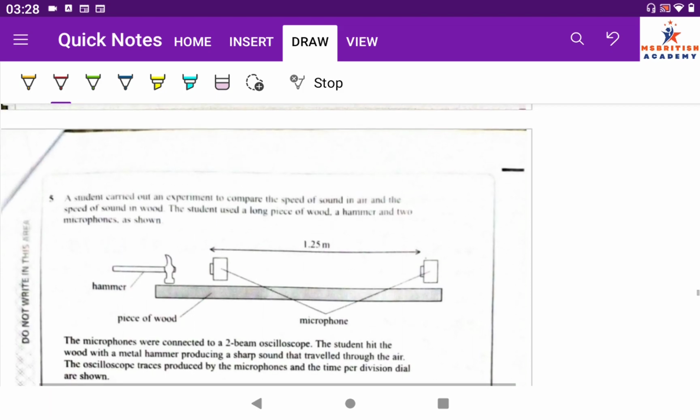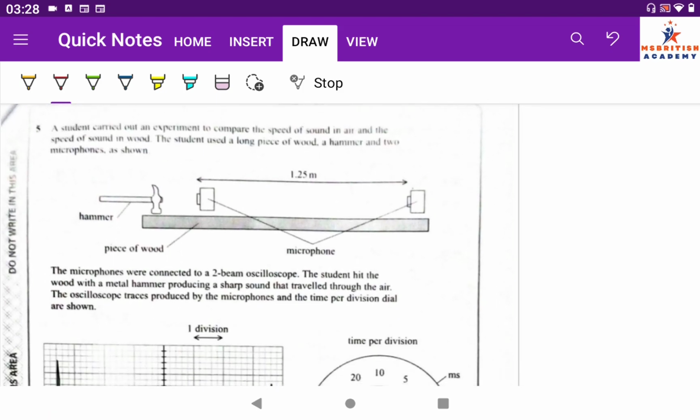Now the last question, question 5. A student carried out an experiment to compare the speed of sound in air and the speed of sound in wood. The student used a long piece of wood, a hammer and two microphones as shown. This is the hammer, this is the wood, these are the two microphones, and the distance between the two microphones is 1.25 meter.